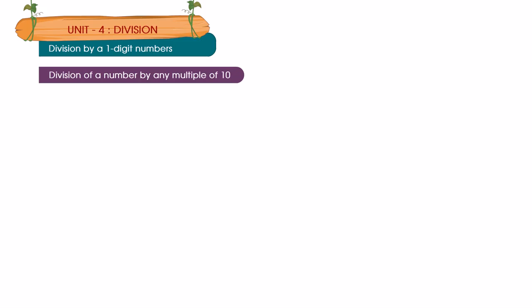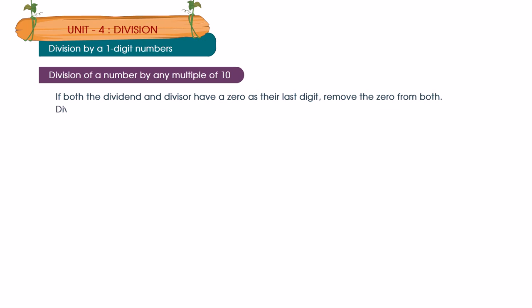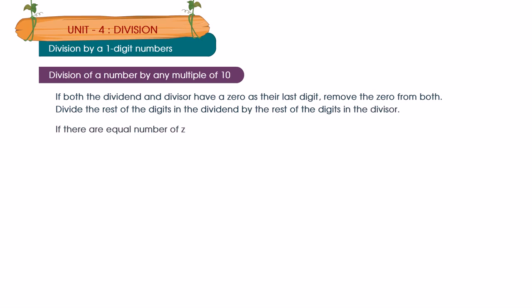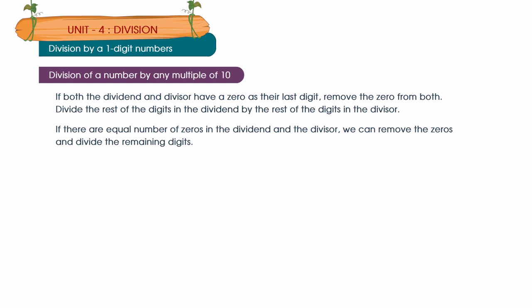Division of a number by any multiple of 10. If both the dividend and divisor have a 0 as their last digit, remove the 0 from both. Divide the rest of the digits in the dividend by the rest of the digits in the divisor. If there are an equal number of zeros in the dividend and the divisor, we can remove the zeros and divide the remaining digits. A. Divide 240 by 30.